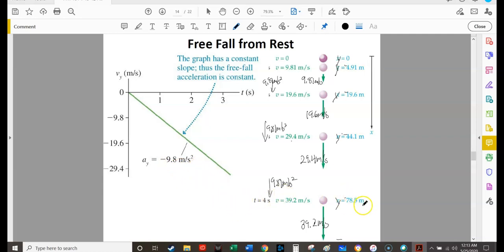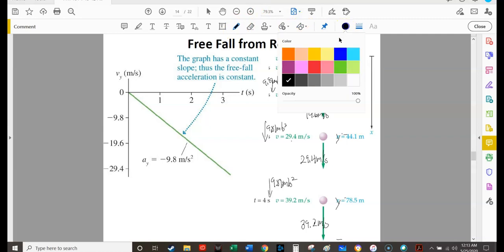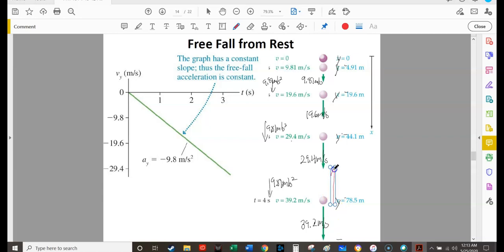The cool part of this is really interesting. Had this been shot up, it would be at an initial speed of 39.2 meters per second. It would be accelerating down at negative 9.8 meters per second squared. And then at this point, it would be traveling at 29.4 meters per second. And it would be at this point right here.